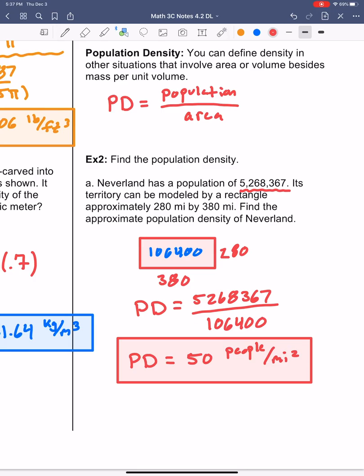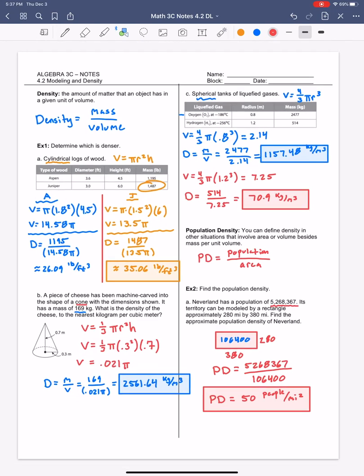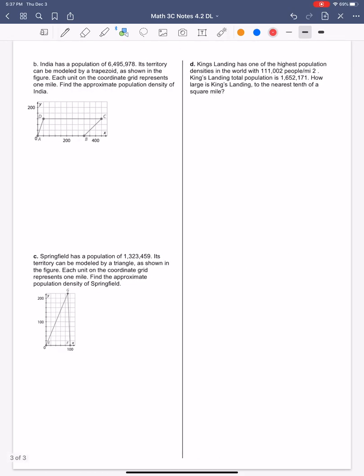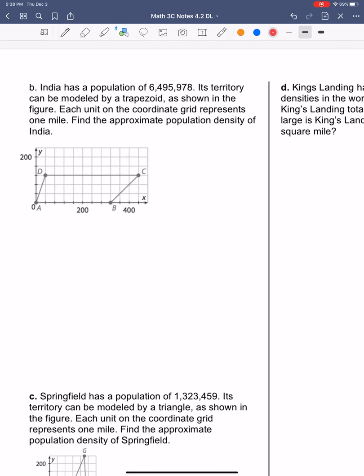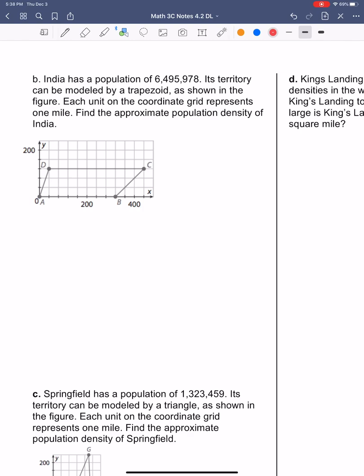All right. So not too high of a population density there. We'll go to the next page here, same idea. We're looking for the population density. It says India has a population of 6,495,978. Okay, so that's our population. That's part of it. Remember, our formula looks like this. PD equals population over area.